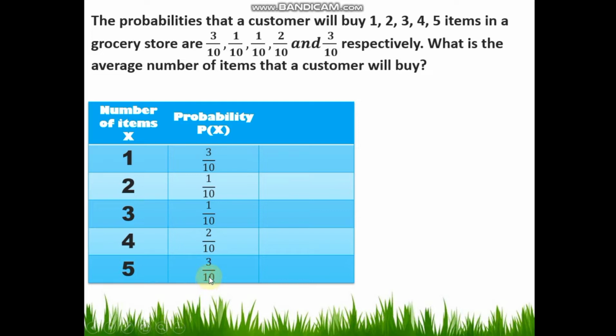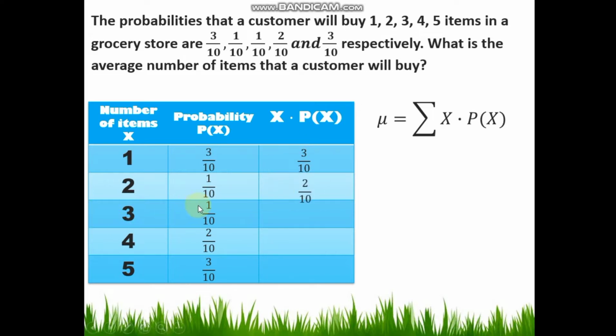So, for the average number of items that the customer will buy, all you have to do is multiply the first column, random variable, and the second column, probability of x, and get its sum. So, 1 times 3/10, that is equivalent to 3 over 10. 2 times 1/10, that's equivalent to 2 over 10.